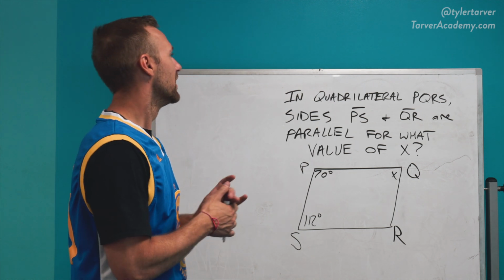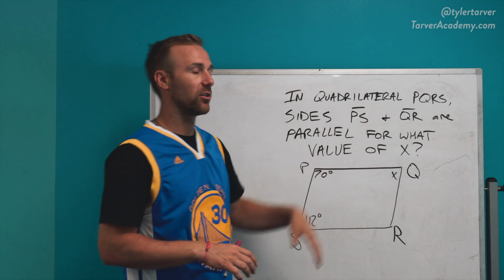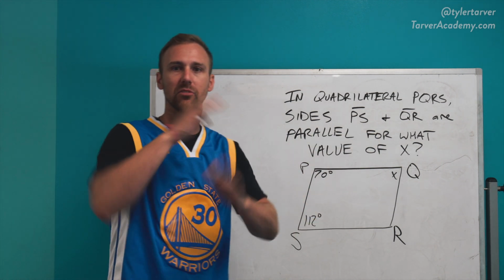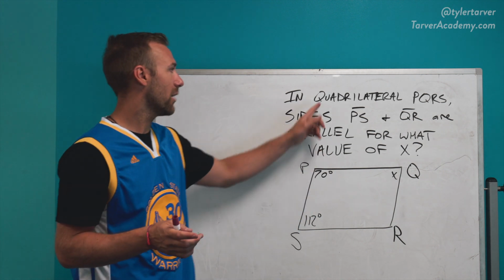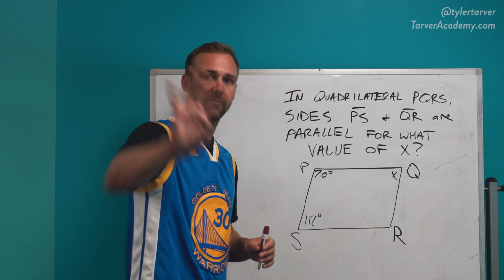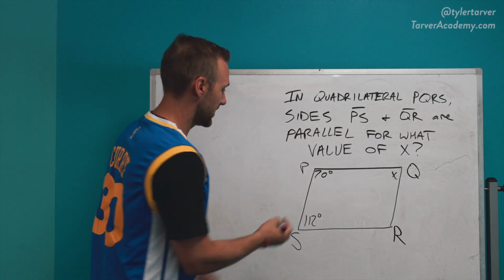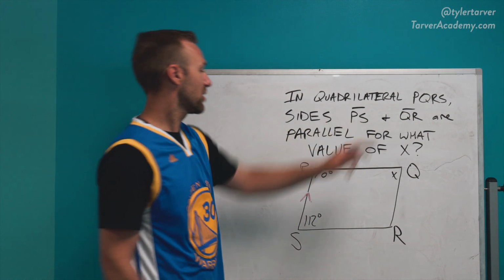Okay, here we go. So, let's look at this problem and see what the answer would be. In quadrilateral, so this is not a parallelogram. I know that a lot of people are like, oh, it's a parallelogram, everything's parallel. It is not that. We don't know that. It could be, but we don't know that. We just know it's a quadrilateral, which means it has 4 sides. That's all that means.